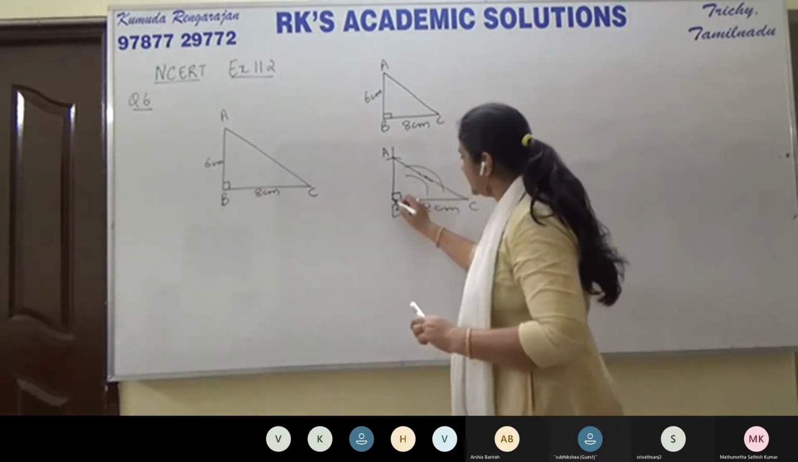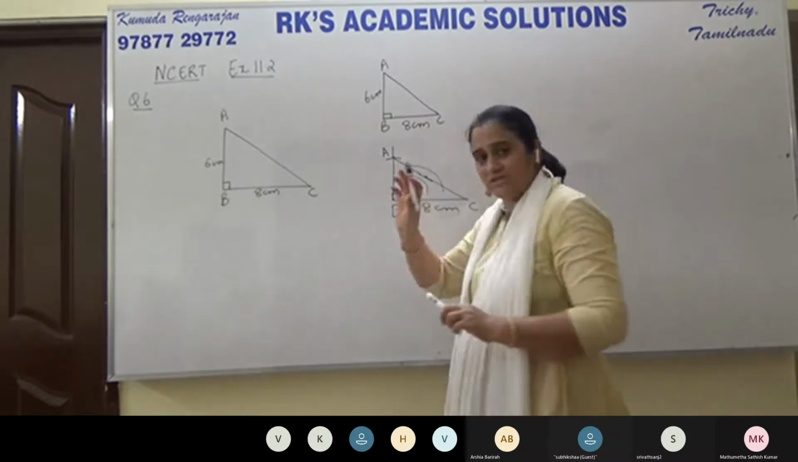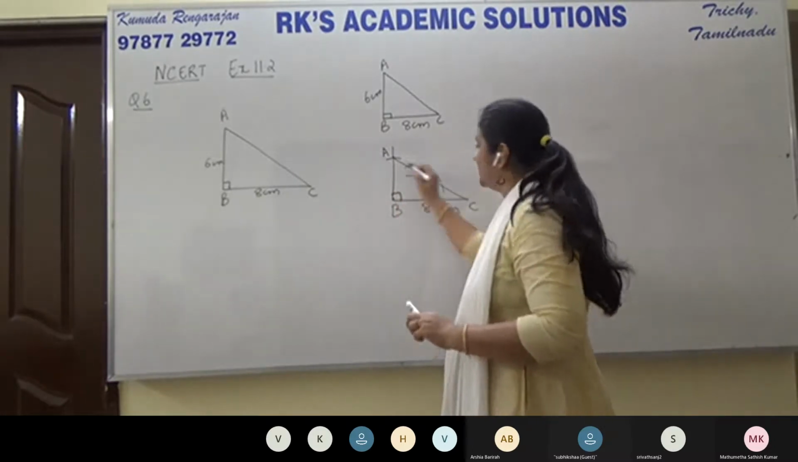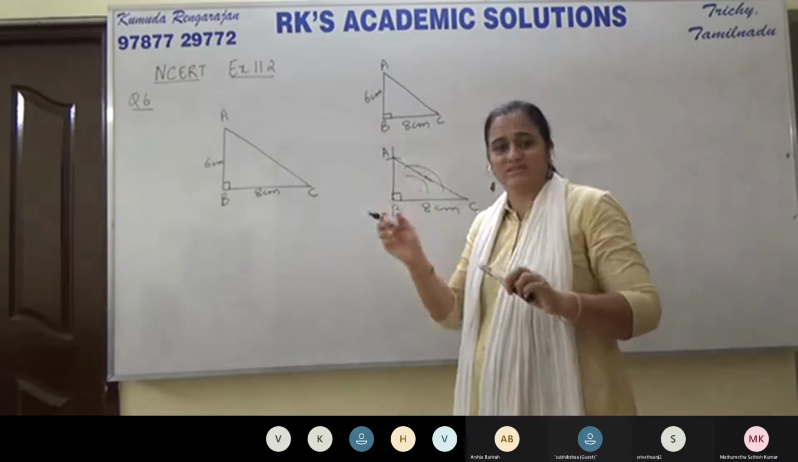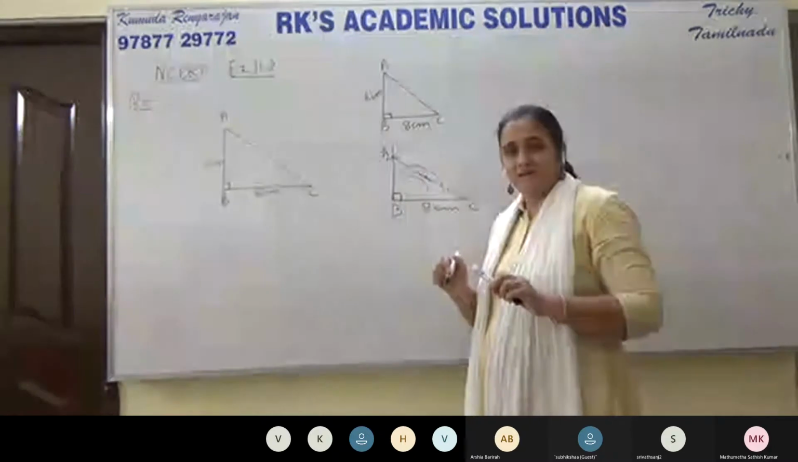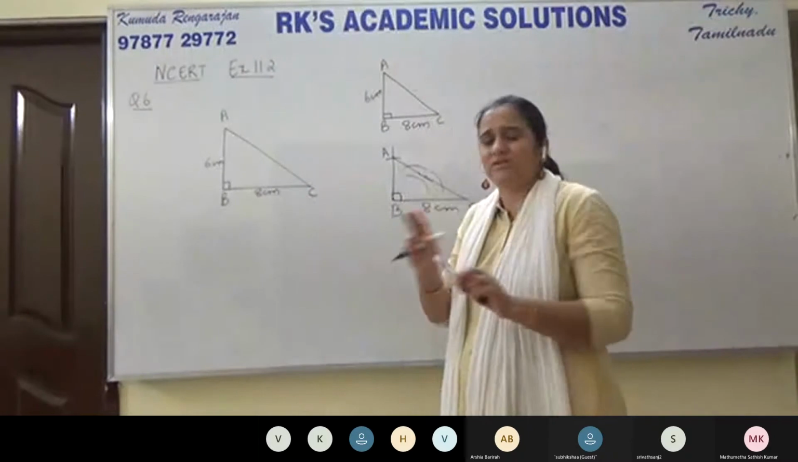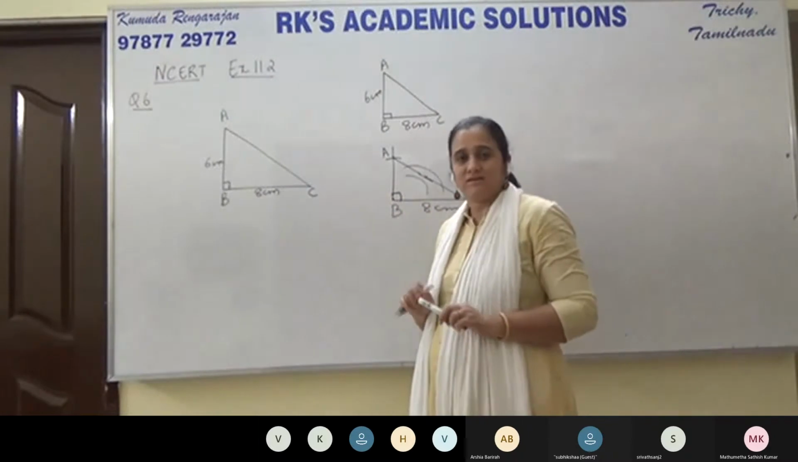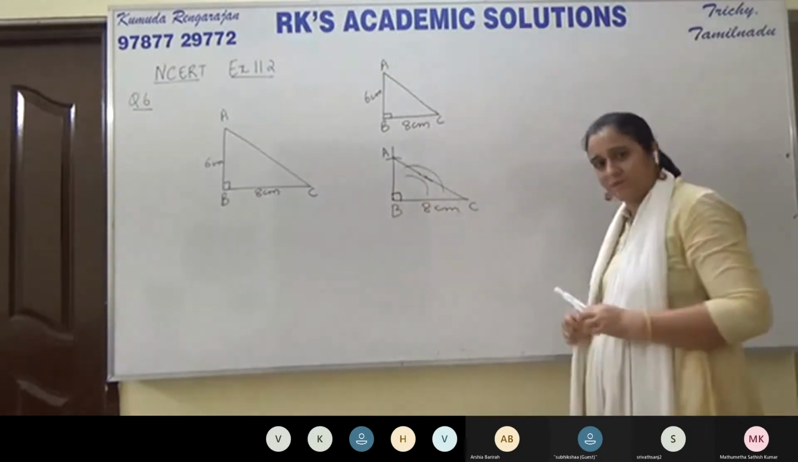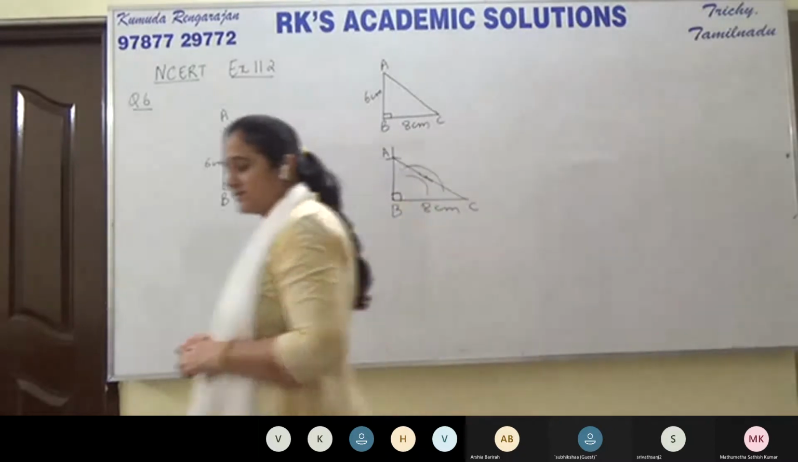With B as center and sufficient radius, if you complete this, you'll get a circle with center B. We are not completing it. We're just drawing an arc. That's all it is. Do it. I'll repeat what I said. Please do it first.